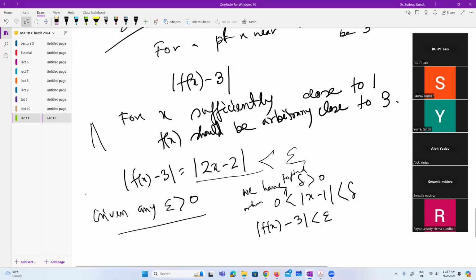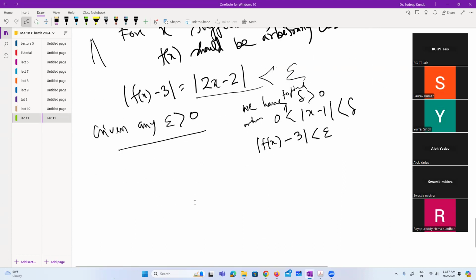So what do you have to choose here, delta? So this you have to show, right? That means, if you want to show that this is less than epsilon, what do you have to choose here?